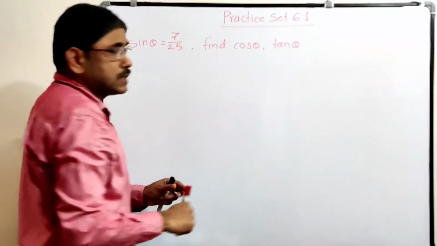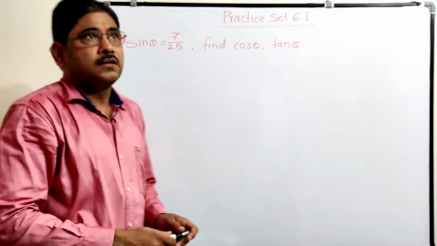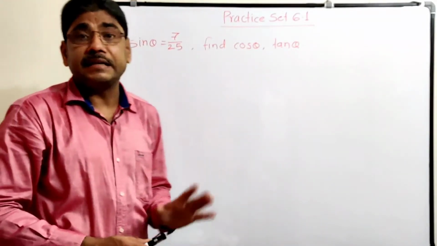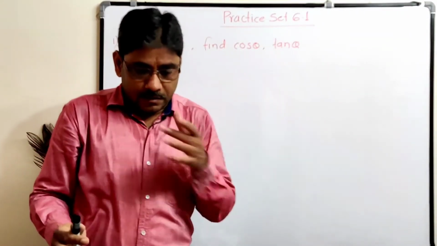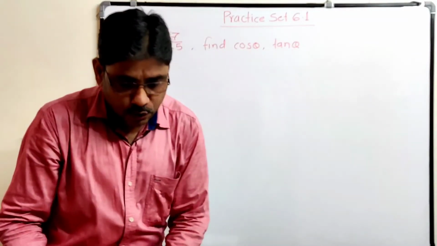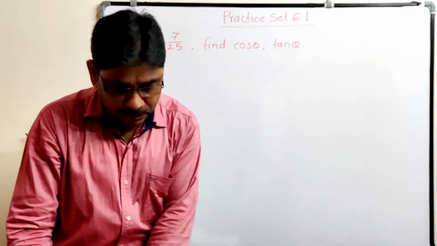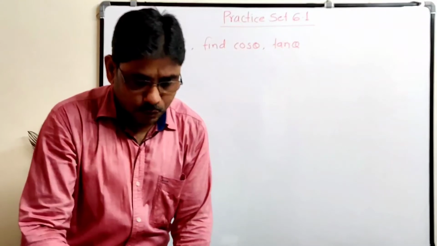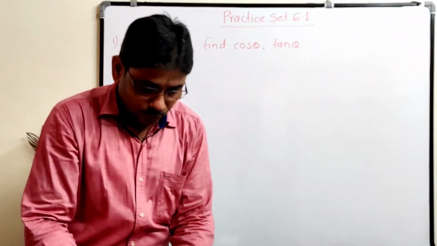The value of sin theta is given to us. Using that value, we have to find cos and tan using identity. We are not going to use Pythagoras. Using identity, the alternative method is given in your textbook. You can use method 1 and method 2, or the method of Pythagoras. So see that method. If you find it easy, you can do it with that method, no problem.